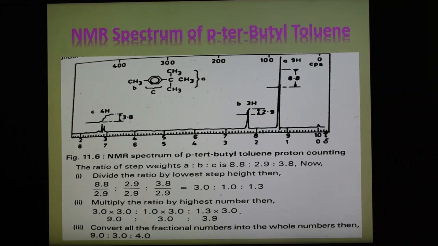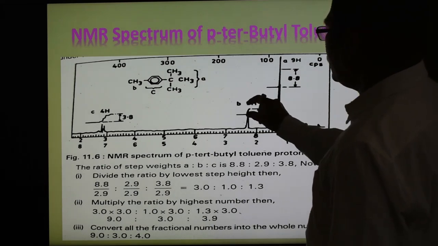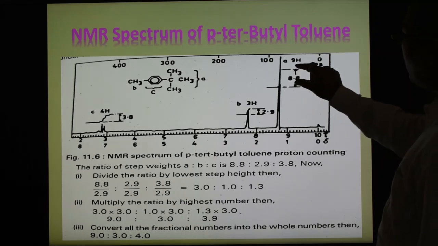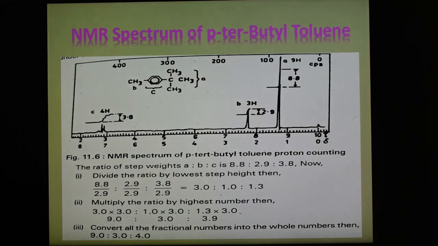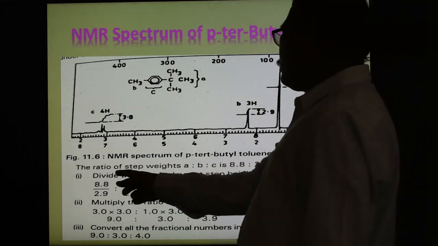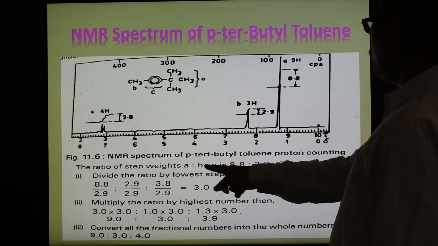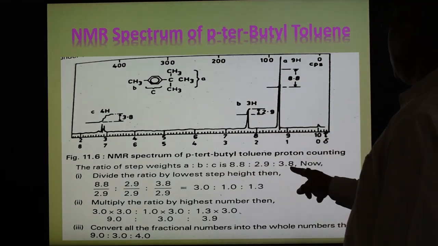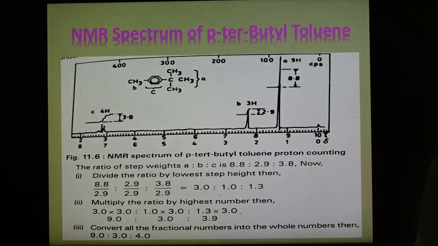Now, how do we take the ratio of the step weight? Here the step weight is shown, this weight. Whenever peaks are there, some square brackets are there, and we have to take the peak weight of the 3 signals. Here is the ratio of step weight for ABC: in the case of A, 8.8, in the case of B, 2.9, and in the case of C, 3.8. From this step weight ratio we can also determine the proton counting and proton ratio.